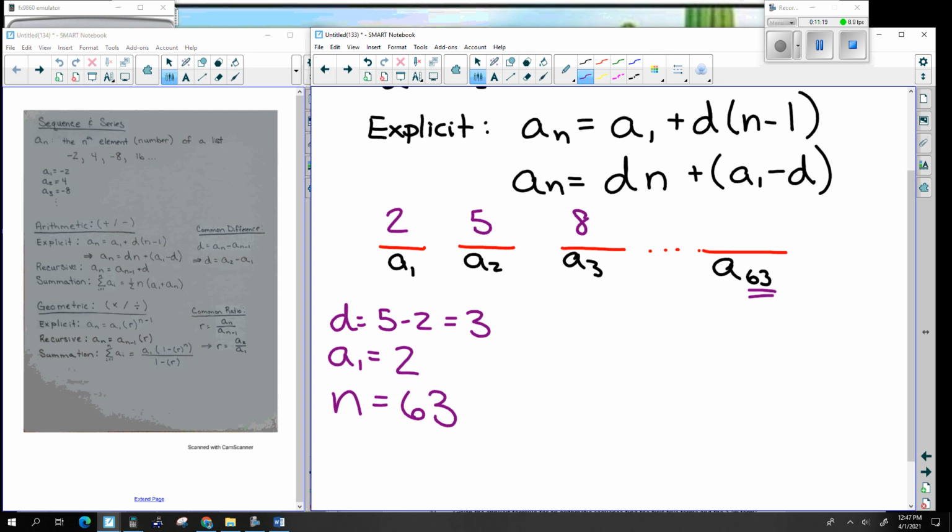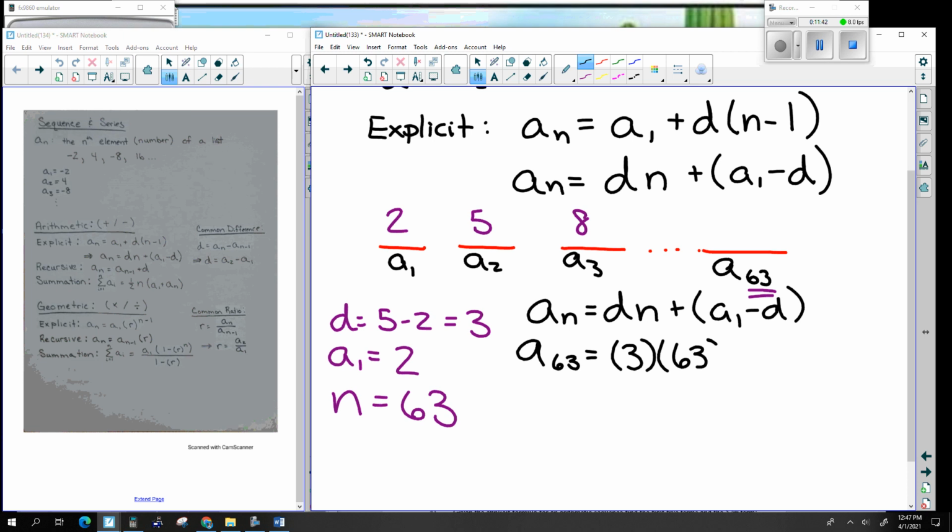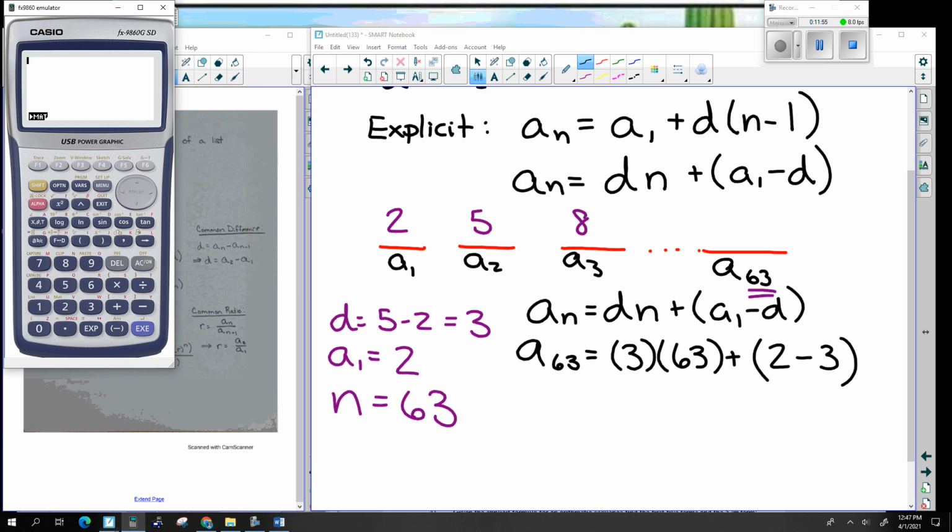So how I would use the explicit formula is this. An is equal to the difference times n plus A1 minus the difference. In this situation, I want to know what is the 63rd number. So the difference times the number that I want to jump to, plus A1, minus the difference. And then just literally plug that in.